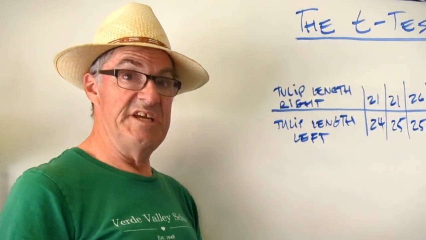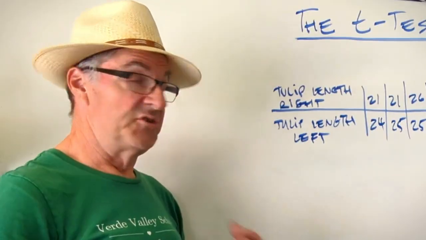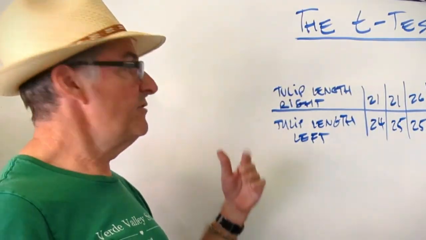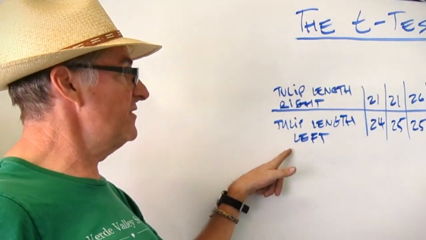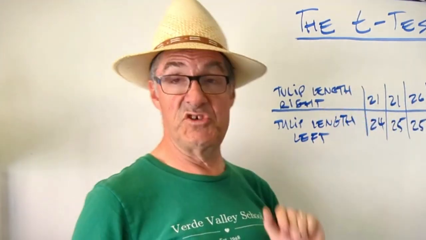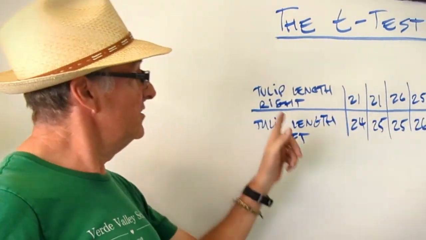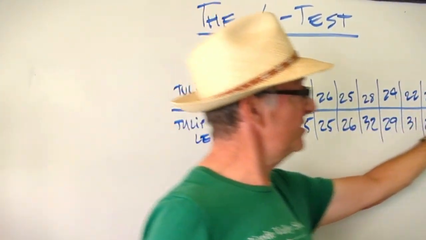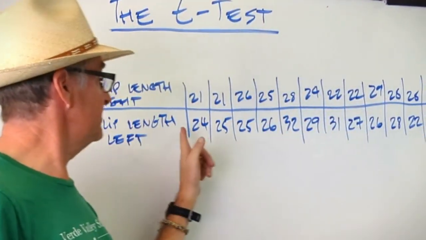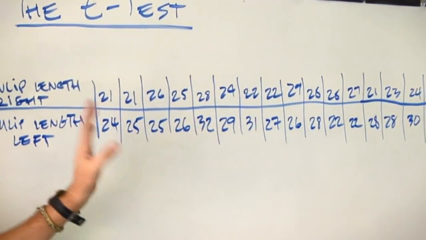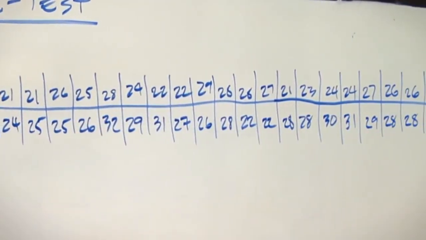Okay, let's do a t-test on some data. So here's our scenario. We have a garden, and we're planting tulips on the right side and on the left side. And these are the heights of the tulips in centimeters. So here's all the tulips that I measured on the right side, their heights, and then all the tulips on the left side. I'm sorry there's so much data here, but that's what we're going to do.